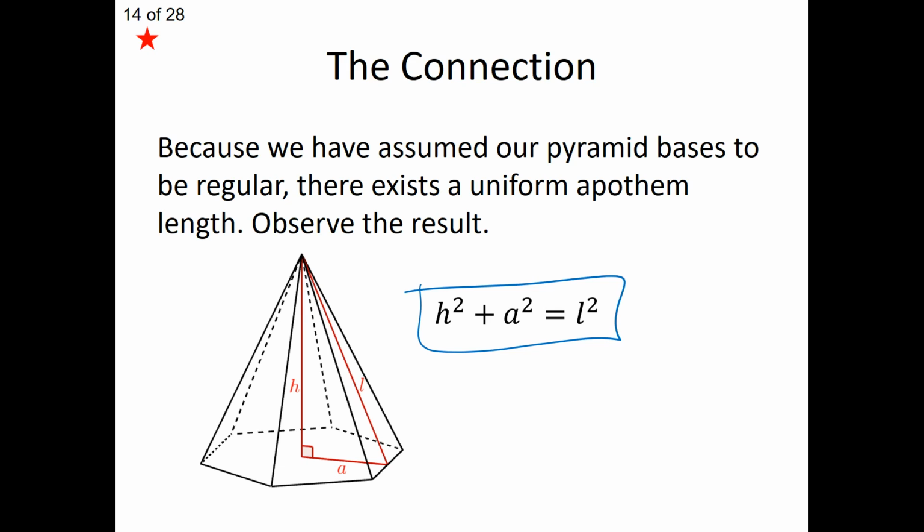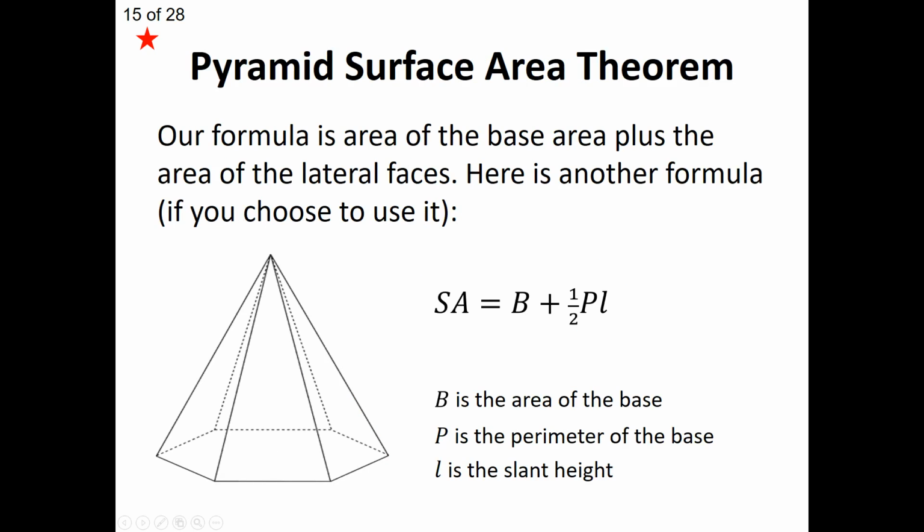We're actually going to need the slant height. This is what we need. So if we don't have that, we've got to figure out what that is, and I'm going to show you how to do that in our next example. But before we get to that example, I've got to give you the formula to find the surface area of a pyramid. So here's what the pyramid surface area theorem states.